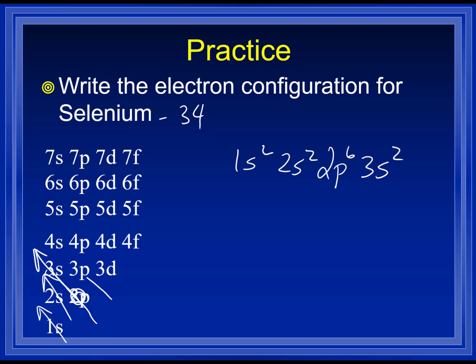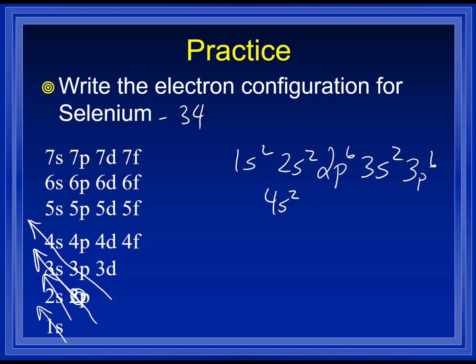Next arrow, 3p. And p's can hold 6. That gets me to 18. After 3p is 4s. 4s can hold 2. That's 20.